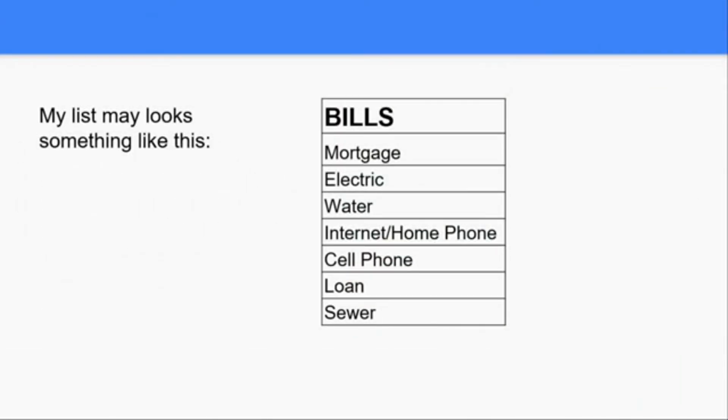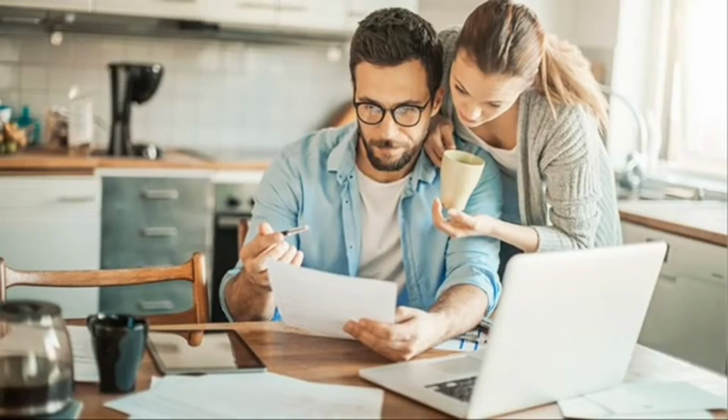This is what my list might look like. I would have my mortgage, my electricity, my water, my internet and home phone. Maybe your cell phone separate, maybe it's with your internet. However that payment plan is worked out, that's what you would reflect on your monthly list. You may have a loan or a credit card or a sewer payment. Another thing that you might want to consider is if you have one-time expenses, and we'll talk about that in a minute.